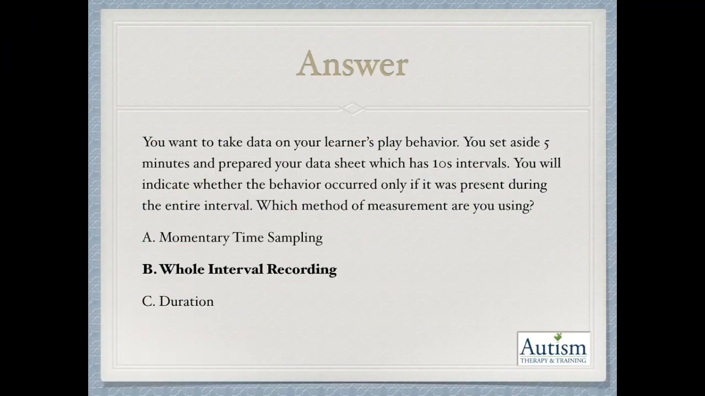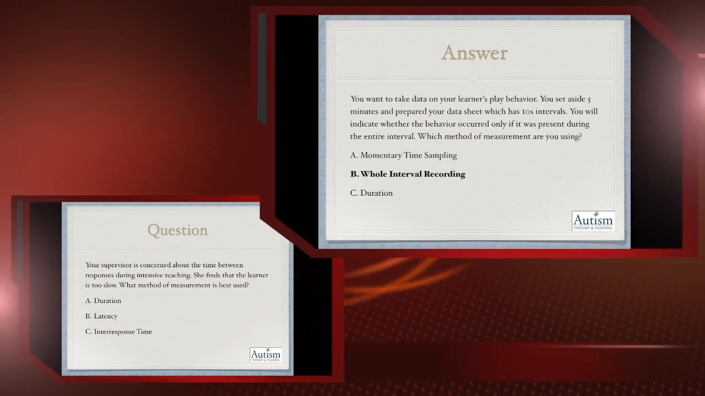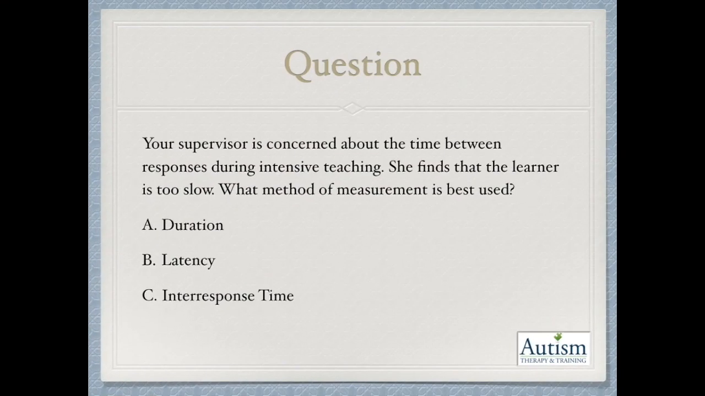And the correct response is B, whole interval recording. Your supervisor is concerned about the time between responses during intensive teaching. She finds that the learner is too slow between the responses. What method of measurement is best used? Is it A, duration, B, latency, or C, inter-response time? And the correct answer is C, inter-response time.